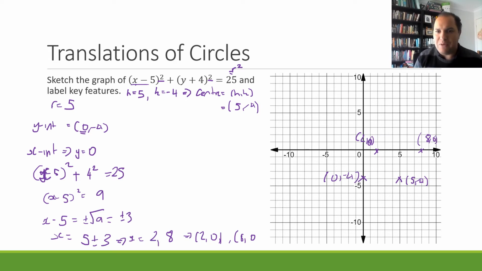And with all our key points, we can then draw our circle. Going through all of those points with a radius of 5 up, 5 down, 5 to the right, and 5 to the left. And there's our circle.